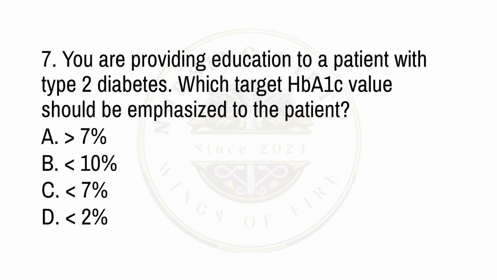A hemoglobin A1c test provides insight into a patient's average glucose levels over the past 2 to 3 months, assessing the amount of glucose attached to red blood cells, that is, the hemoglobin on the RBC, during this period. The target for patients with type 2 diabetes is typically less than 7%.